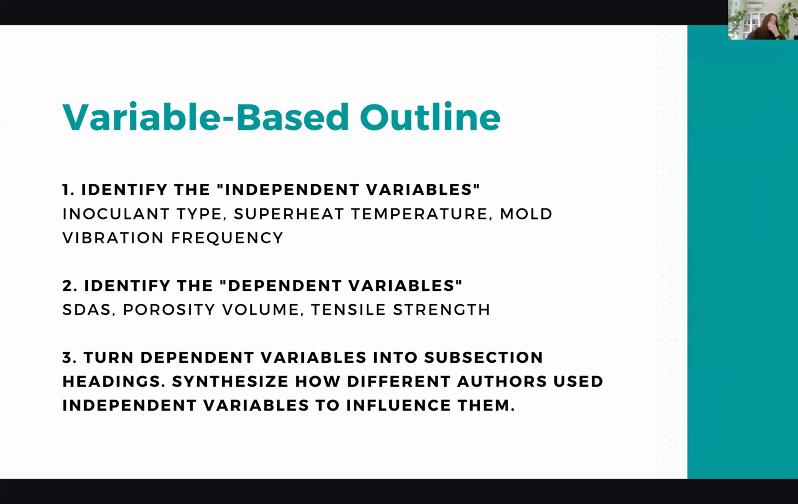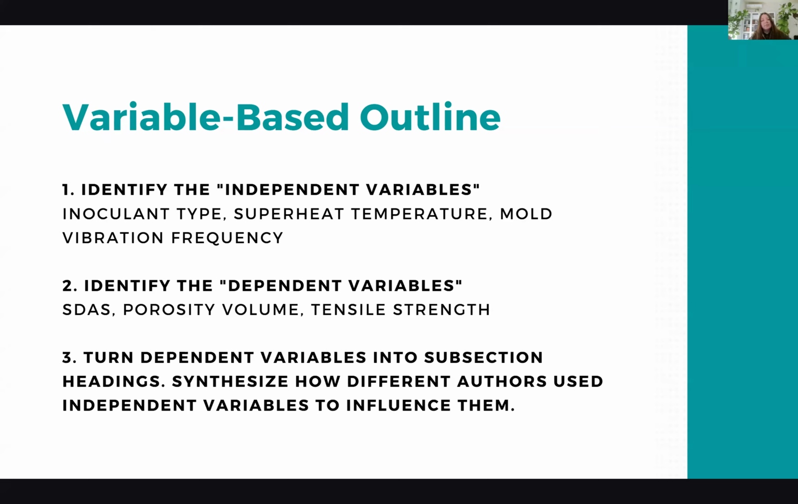These can be inoculant type, alloy composition, heat treatment temperature, mold vibration frequency. So anything you can affect in an experiment. So even if you don't conduct the experiment yourself, you should still identify these independent variables in the sources you look for or in the sources you find. Those are independent variables that you can change directly.